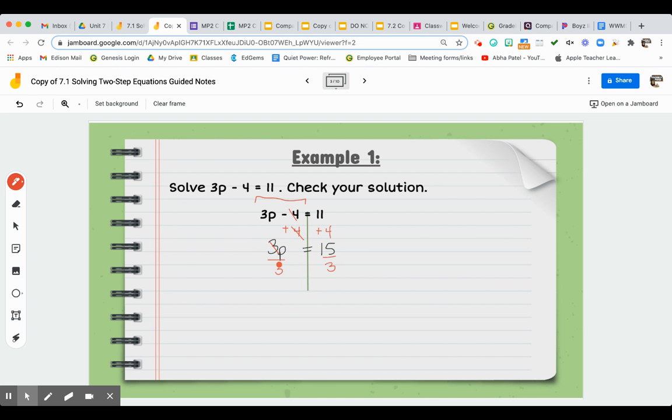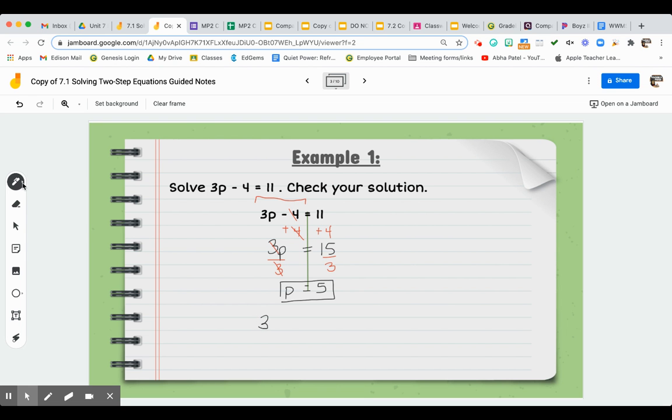Right, and now the 3's are going to go away. It's fine if you use a division symbol too, if you like that. I'm so used to using the fraction bar, that's why I do it. And you're going to get p is equal to 5. 15 divided by 3 is 5. Okay, and this really does help. When you draw that line, you can see this is 2 steps, and whatever you do to the left side, you've got to do to the right side. And let's check our solution.